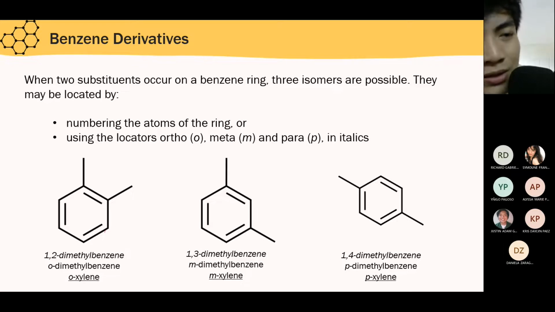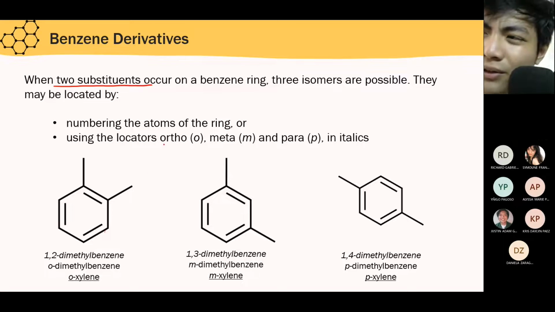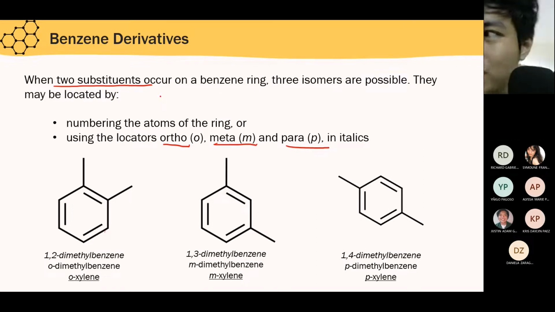Ito yun, okay? So, again, we can still use the locants, yung numbers. However, it is common that we use the ortho-meta-para notation. That is only true if you have two substituents. Kailan mo siya tatawagin na ortho? Kailan mo siya tatawagin na meta? Kailan mo siya tatawagin na para? So, you will call it ortho if your substituents are beside each other, nasa carbon 1 and 2 siya. So, if nasa carbon 1 and 2 yan, tawag dyan ay ortho. Okay? So, again, kapag ang dalawang substituent ay nasa carbon 1 and 2, you call it ortho.